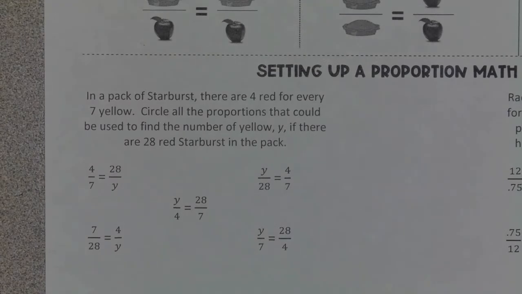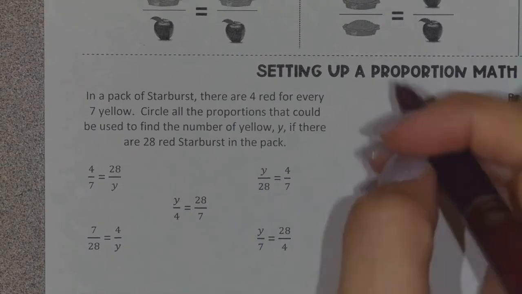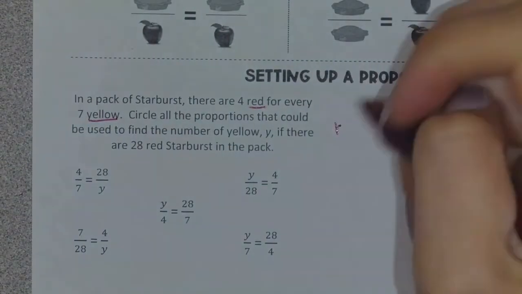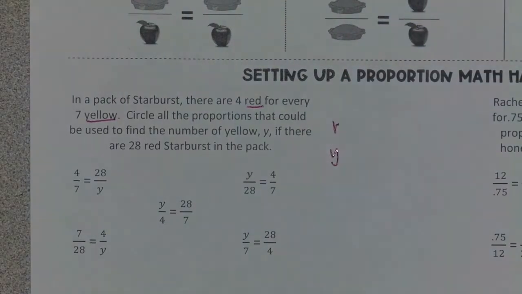Okay, so it says, in a pack of Starburst, there are 4 red for every 7 yellow. Circle all the proportions that could be used to find the number of yellow Y if there are 28 red Starburst in the pack. So here's how our hack works. I'm going to start with, again, the two things I'm comparing, red and yellow. So I'm going to put an R for red, a Y for yellow.